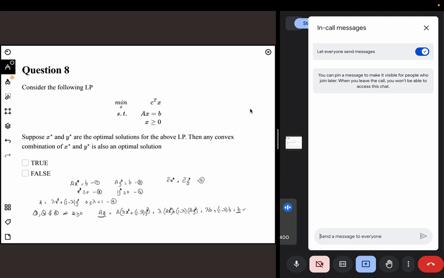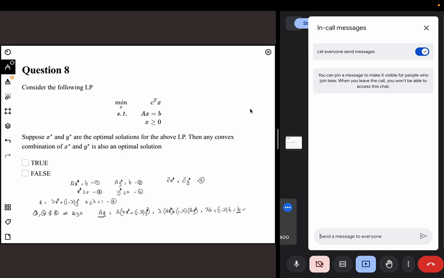You don't have to do all of this. You can directly say that Ax equal to b is a convex set. If you take a convex combination of two points in the convex set, you will always end up in the same set. That is what we have proved up until now. There is nothing new in this. So how do we say that this is also an optimal solution?